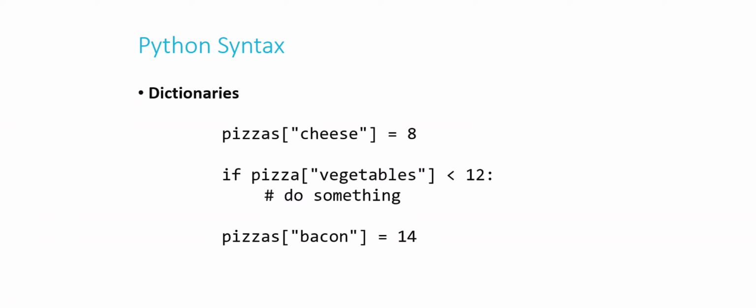I can also add new keys to the dictionary, key value pairs to the dictionary, without having to do anything crazy. Pizza's bacon, that key didn't exist before, equals 14. Now we have a dictionary that has 5 different key value pairs in it. Again, pretty straightforward to do.